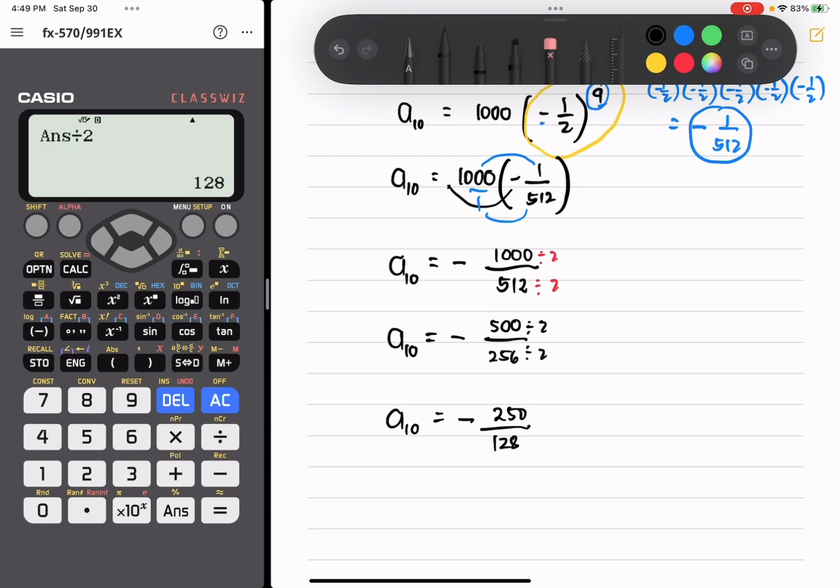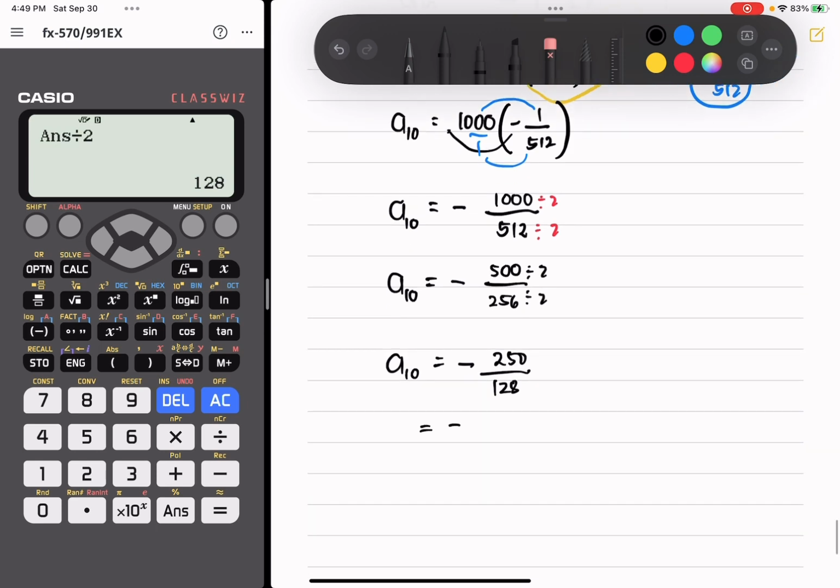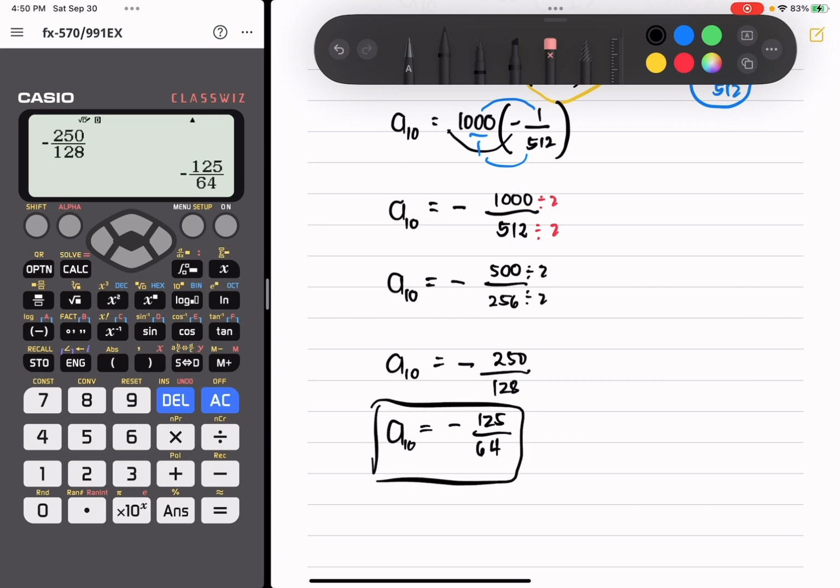Actually, pwede pa to. I-divide by 2. So, 250 divided by 2. Pwede nyo gamitin yung calculator nyo. Negative 250 divided by 128. That will give us negative 125 over 64. So, a sub 10 natin is negative 125 divided by 64.